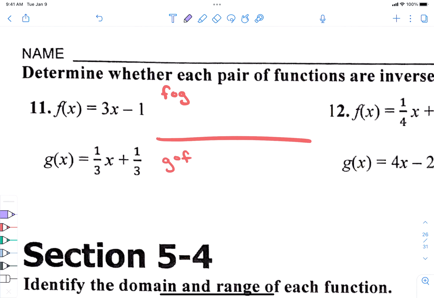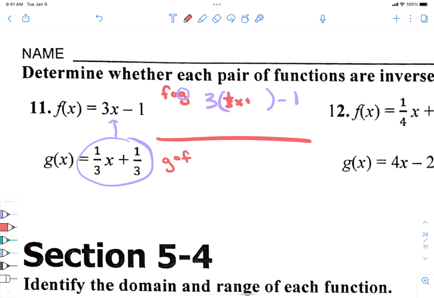If we do f composed with g, that means g goes into the f function. So instead of 3x minus 1, I put that other stuff inside of it. So 1/3 x plus 1/3. Okay? Now, what do we want it to come out to be? No, not quite. No.